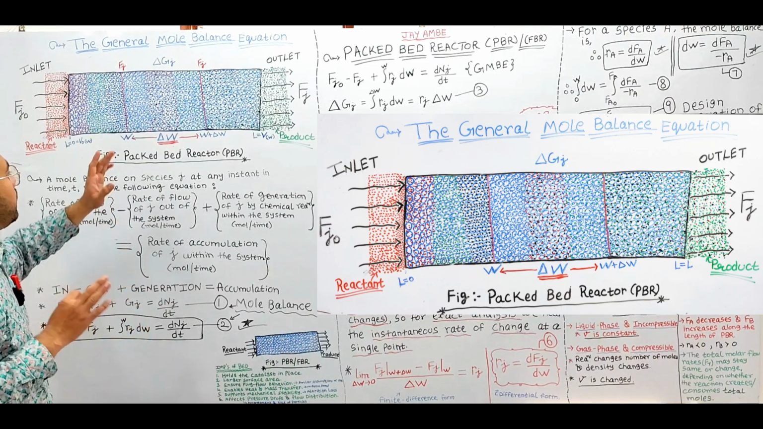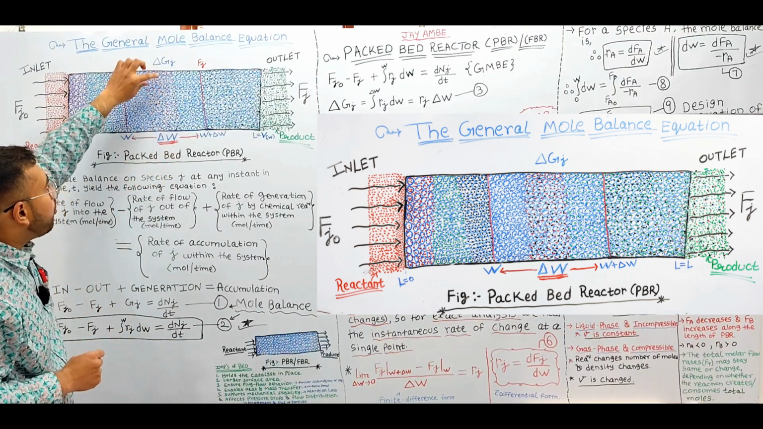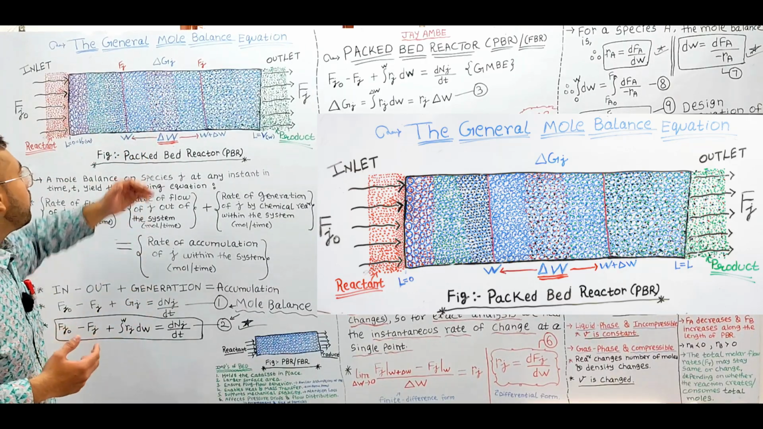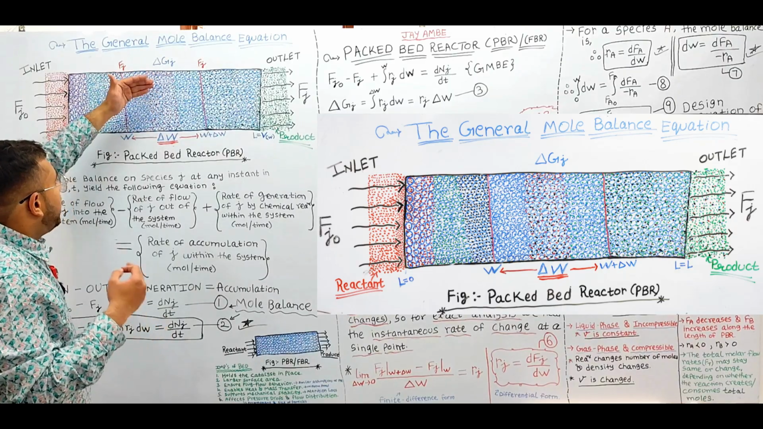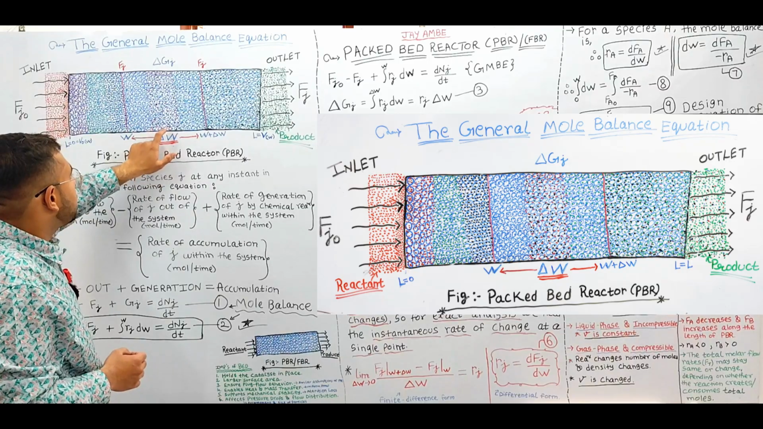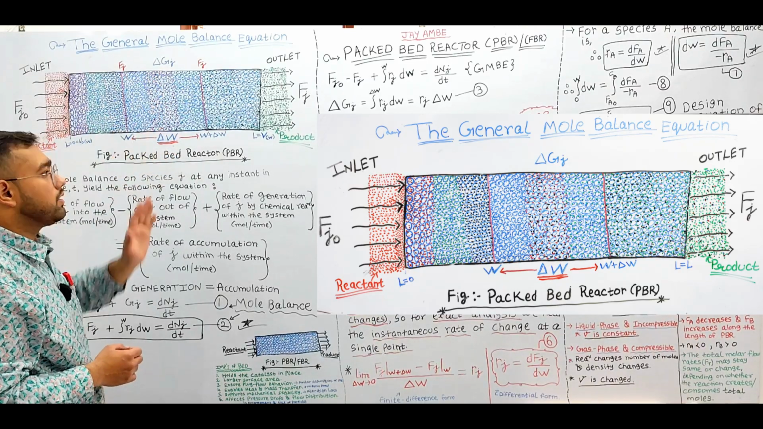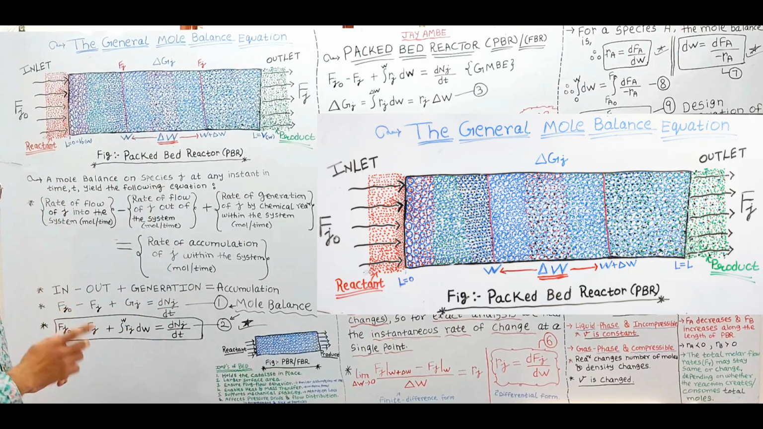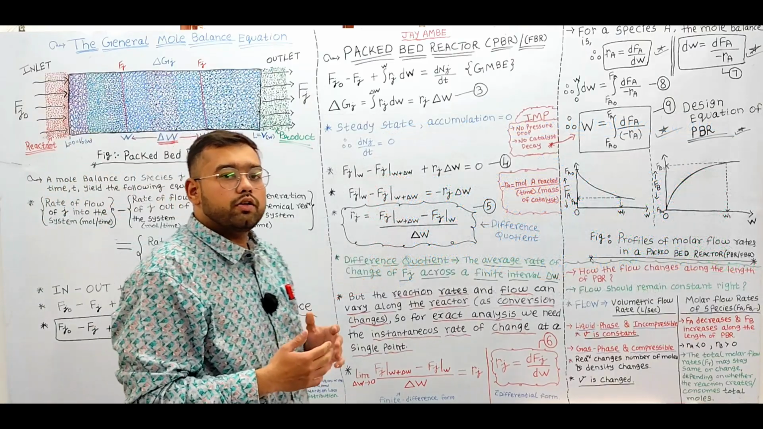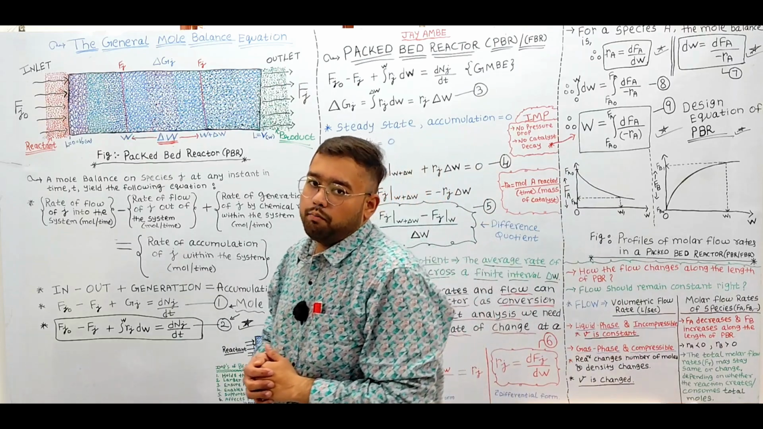But at a specific axial position, in the radial direction there will not be any gradient in the concentration, temperature, pressure, and the rate of the reaction, which means this specific axial position will have the uniform distribution of all the reaction parameters, right? I hope you have understood. So now, by using the universal general mole balance equation, we'll try to derive the design equation of the packed bed reactor, right?